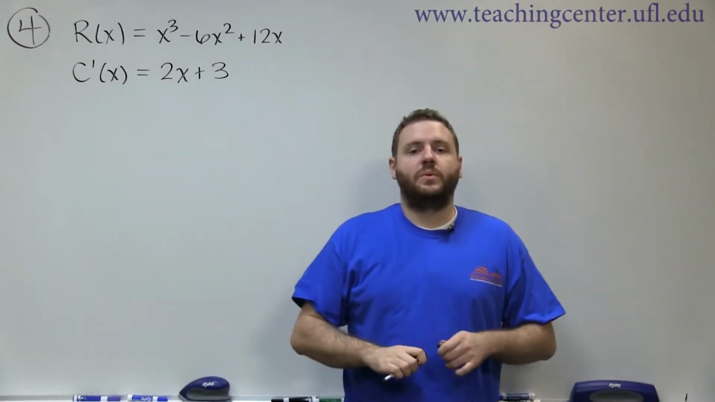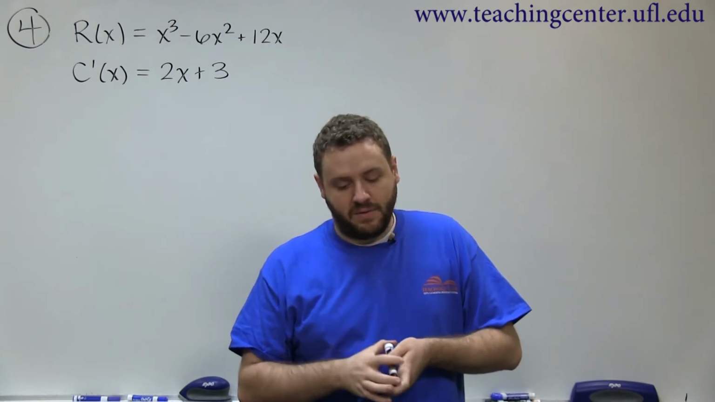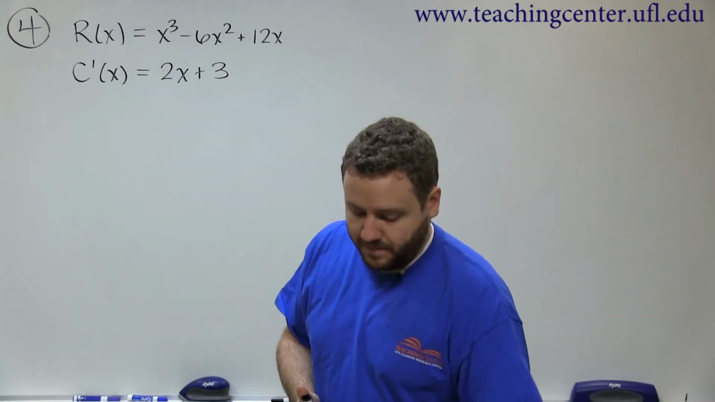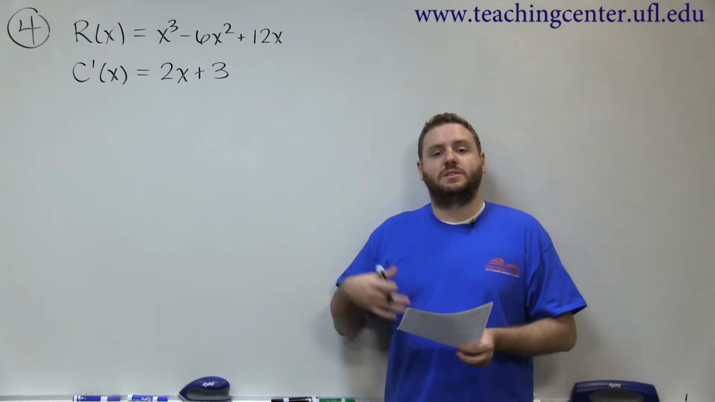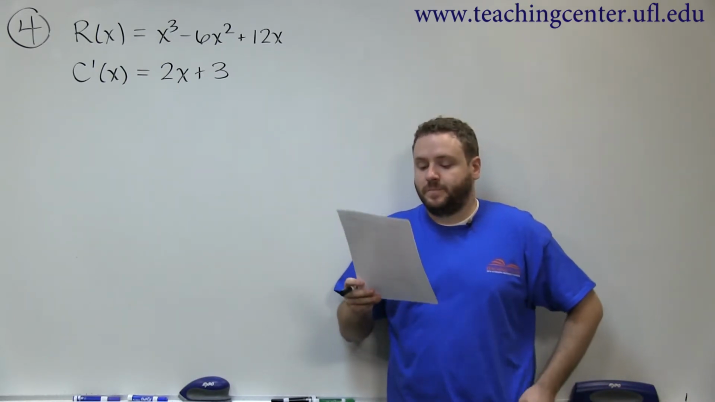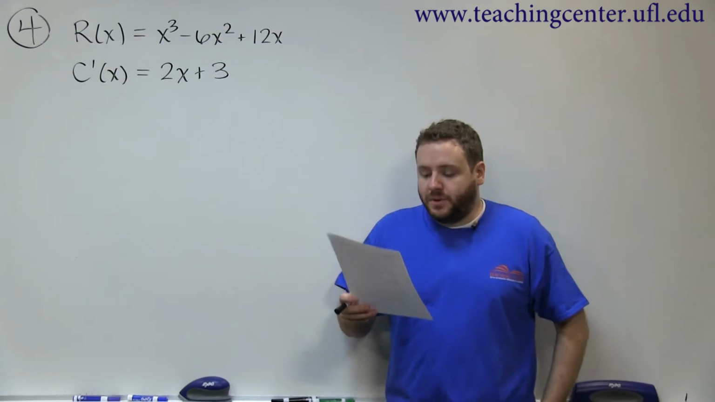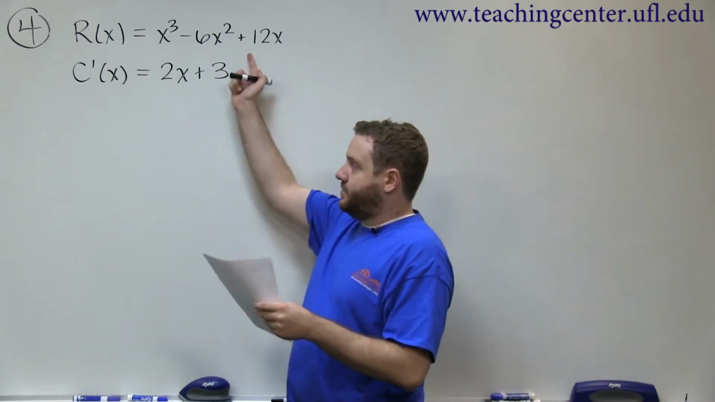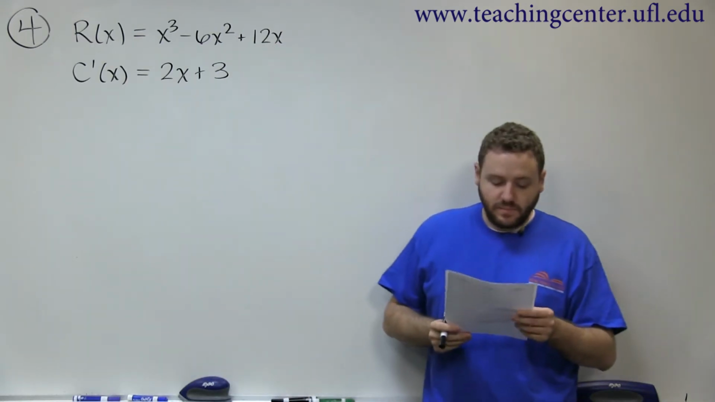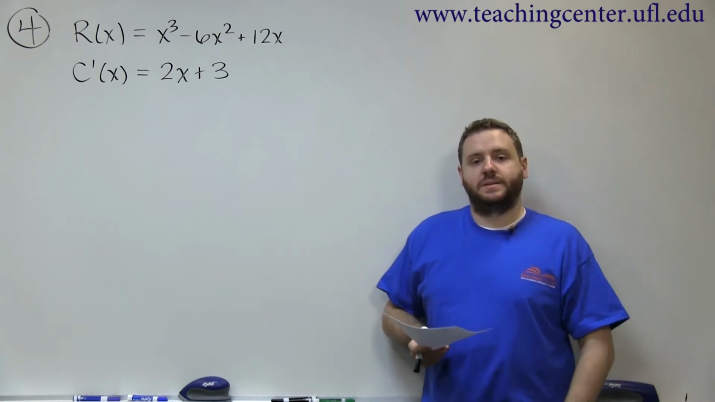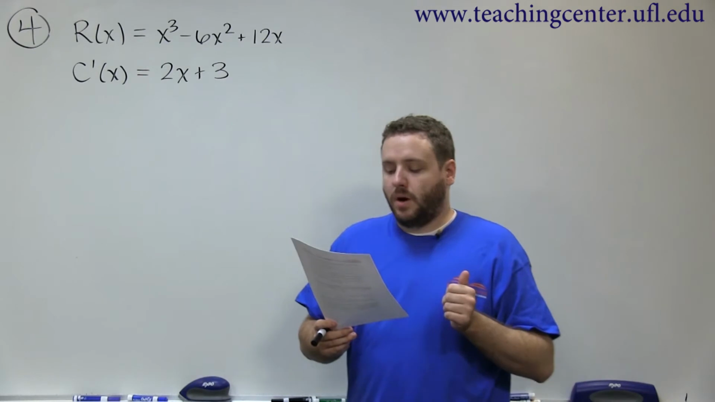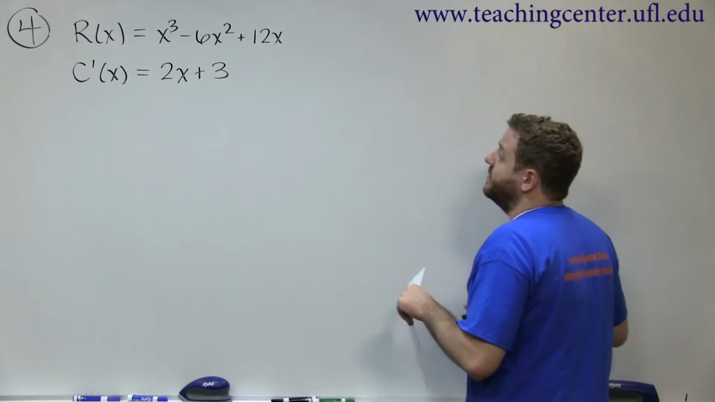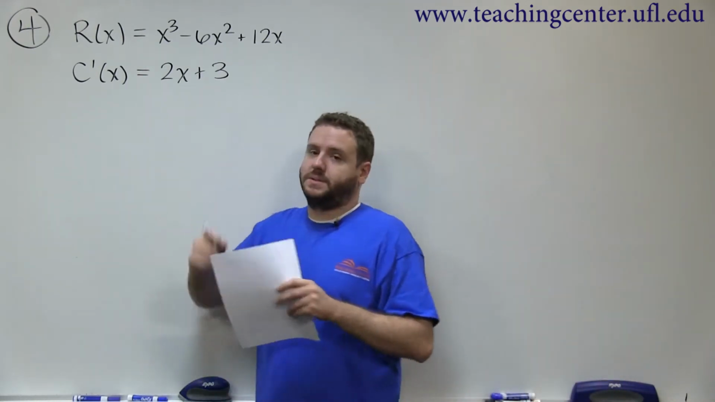In number 4, we have another revenue cost profit type problem. But this one has a bit of a twist compared to ones that we've done in the past, and this is where we're going to involve antiderivatives. So we have the revenue modeled by this equation right here, R of x. X is the number of units sold, like it is in every one of these problems. So the marginal cost, or C prime, derivative of cost, is 2x plus 3.